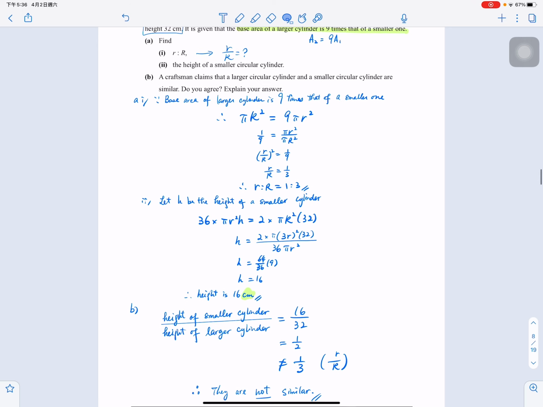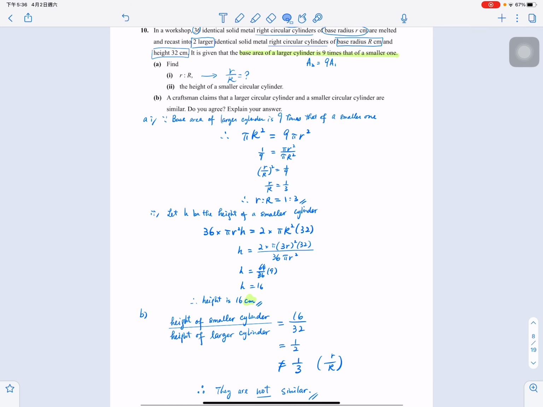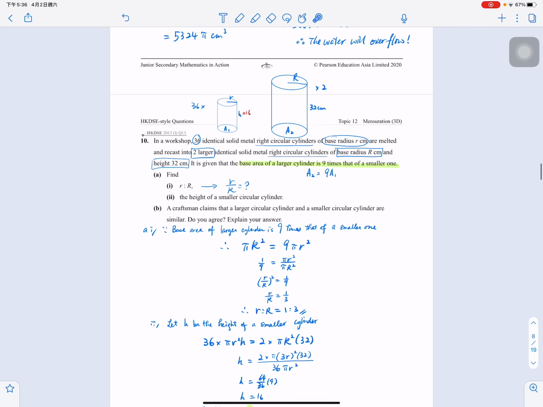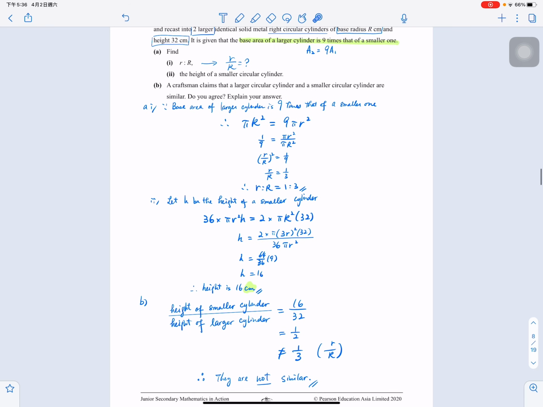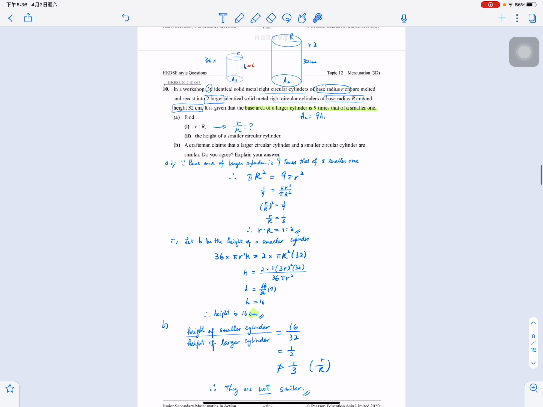So be careful when you do this question, and you need to use the correct relations. For example, given the base area, then we use the base area. Two volumes are the same. 36 of the small cylinders equal two bigger cylinders. So their volumes are the same. Hope you understand clearly. Remember, this one is 2013 question 13. You can try this one by yourself.